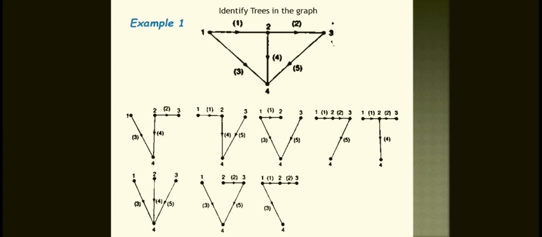First take the first type: 1, 4, 2, 3 is one tree, 1, 2, 4, 3 is one tree, and 2, 1, 4, 3 is one tree. Like this, how many trees are possible? 1, 2, 3 plus 5, so 8 trees are possible. This is the identification of a tree from the graph.